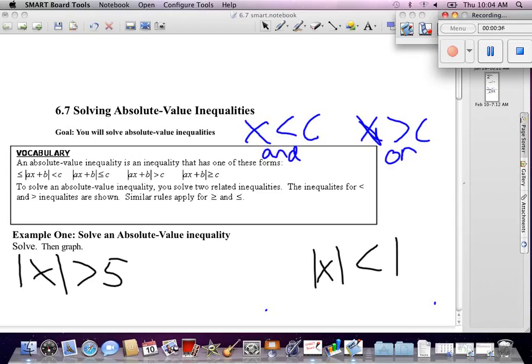If you've got x is less than the answer, you know it's an and, so you're going to have two arrows pointing towards each other. If it's x is greater than the answer, it's going to be an or, pointing away from each other. So we're going to try example 1a.